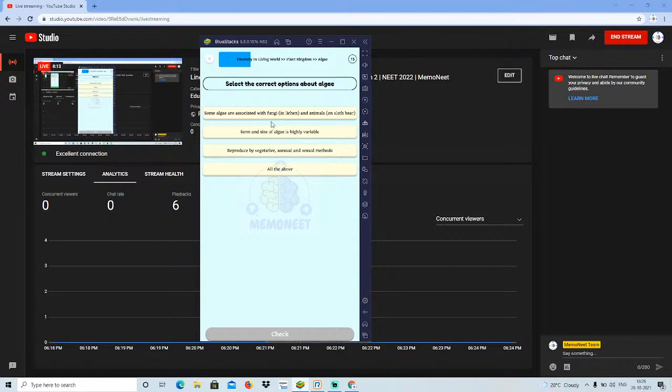Some algae are associated with fungi and animals. Yeah, this is true. Form and size of algae is highly variable. Yeah, this is true. We have small algae as well as very large algae. Reproduced by vegetative, asexual, and sexual methods. All the above.